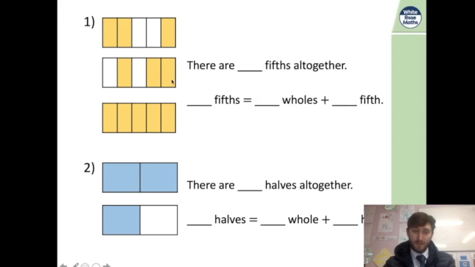So now there are 2 questions on the screen. Can you rewrite these sentences into your books and fill in the gaps? So remember, your denominators do not change. So here I can tell that we've got fifths as our denominator, and here we have got halves. Can you count up how many you've got altogether? How many have you got? Then see how many wholes and how many fifths. Pause the video and give this a go.